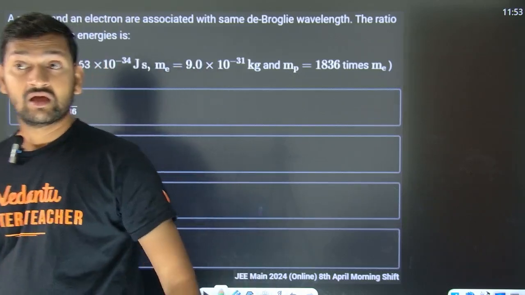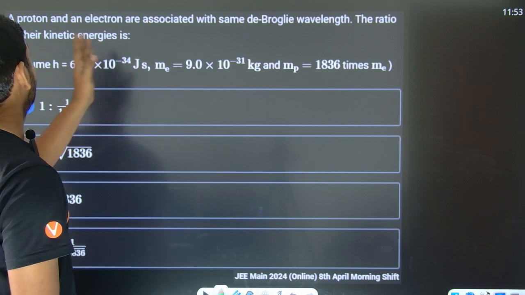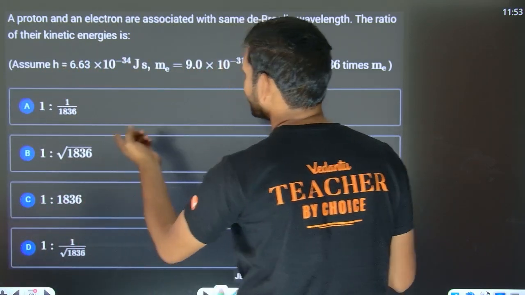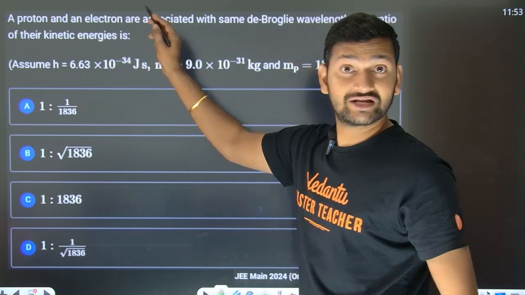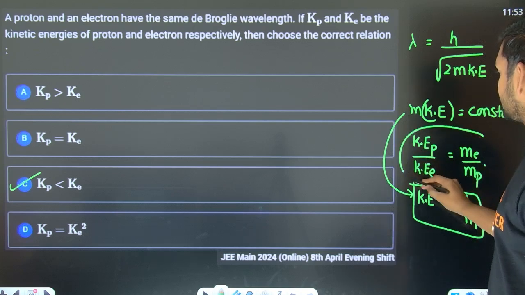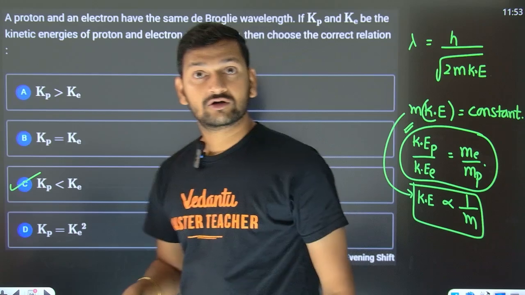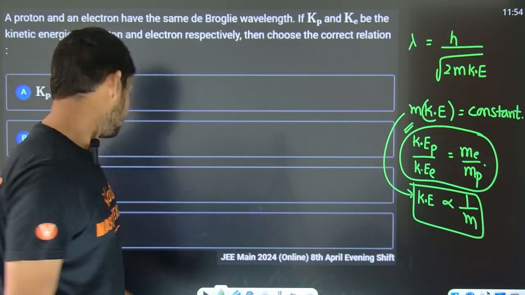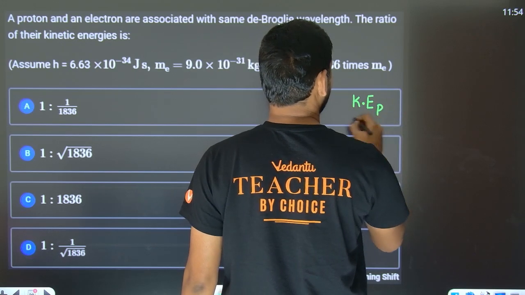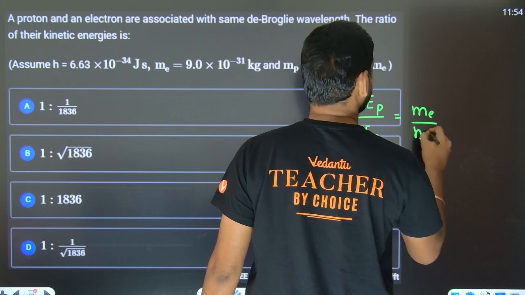Next, a proton and an electron are associated with the same de Broglie wavelength. Ratio of their kinetic energies. Just now I did, na? See what ratio they are talking about. First is proton, next is electron. Let us go back to the previous slide. The ratio, kinetic energy of proton to kinetic energy of electron, can be written as mass of electron by mass of proton. So the kinetic energy of proton by the kinetic energy of electron is going to be mass of the electron by mass of the proton.